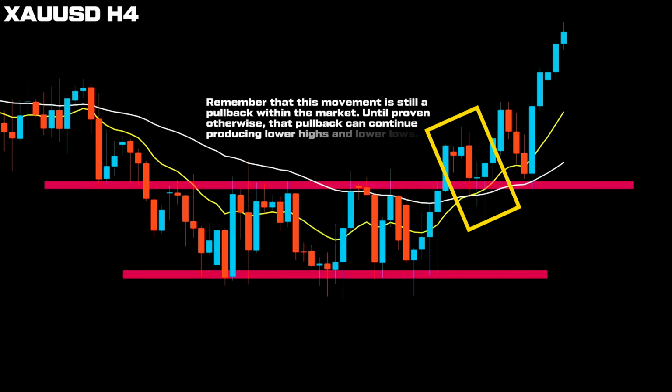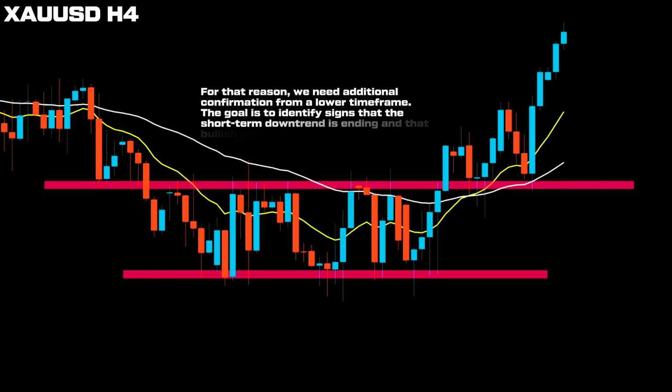Remember that this movement is still a pullback within the market. Until proven otherwise, that pullback can continue producing lower highs and lower lows. For that reason, we need additional confirmation from a lower time frame. The goal is to identify signs that the short-term downtrend is ending and that bullish momentum is beginning to return.